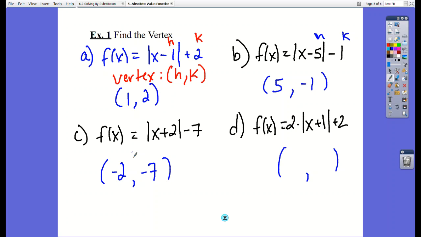Alejandro, you got the next one? It's -1, 2. Negative 1, 2. This graph went left 1, up 2. Notice that even if you have a number in front, that doesn't matter, right? That doesn't change your vertex. The vertex is always h, comma k. Always. All right?